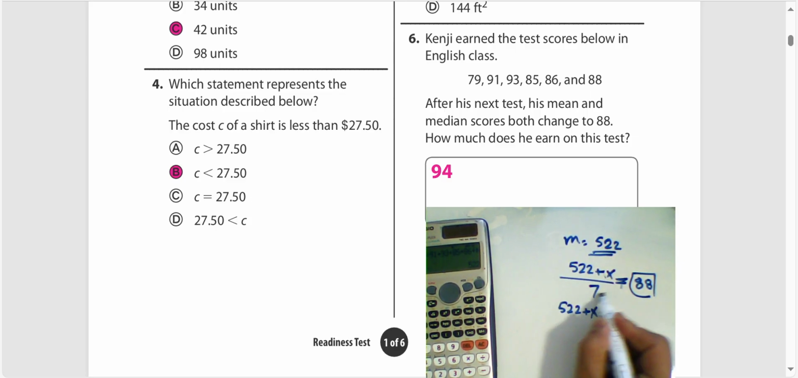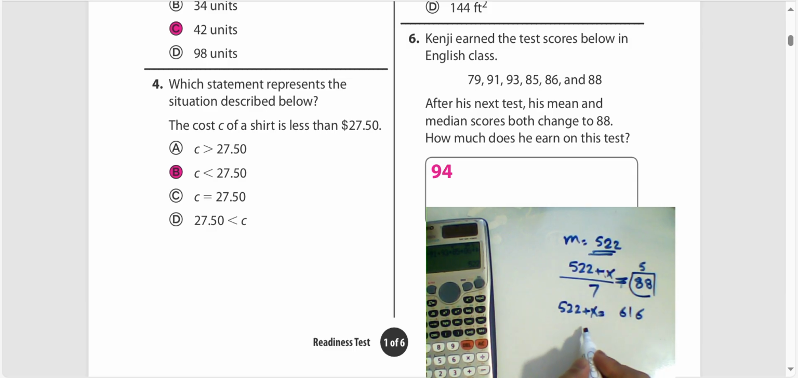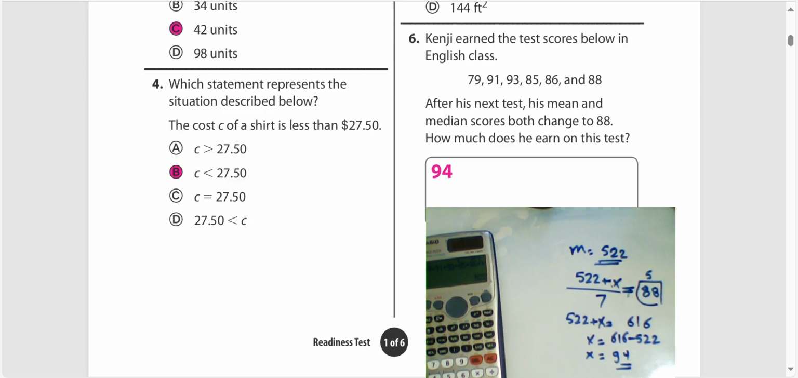522 plus x equals 7 times 88. 7 times 8 equals 56. Write 6 and carry 5. 7 times 8 is 56. 56 plus 5 equals 61. And then we can find the value of x. 616 subtract 522, and the value of x will be 94. Okay, those are the steps of this example.